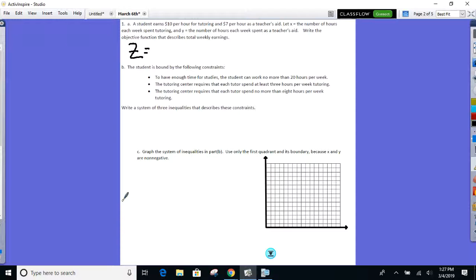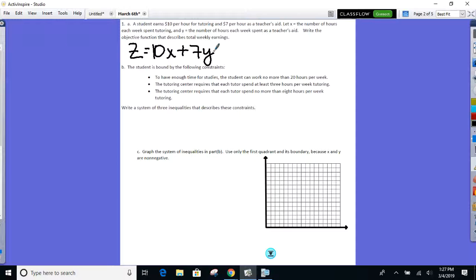How much can you make out of this? Well, how much do you make for being a tutor? 10, and what variable did I put with tutoring? So 10x plus $7 to be a teacher's aide, and we called that Y. So there's your objective function. You're going to have to make those up on your own now. But usually it's associated with the money. So 10x plus 7y.